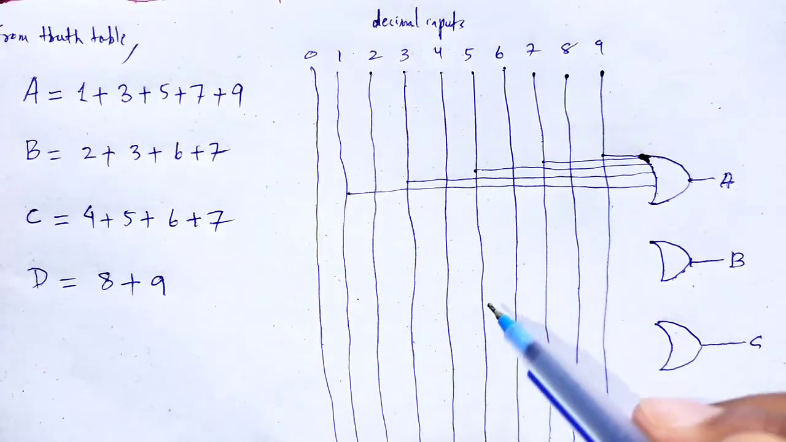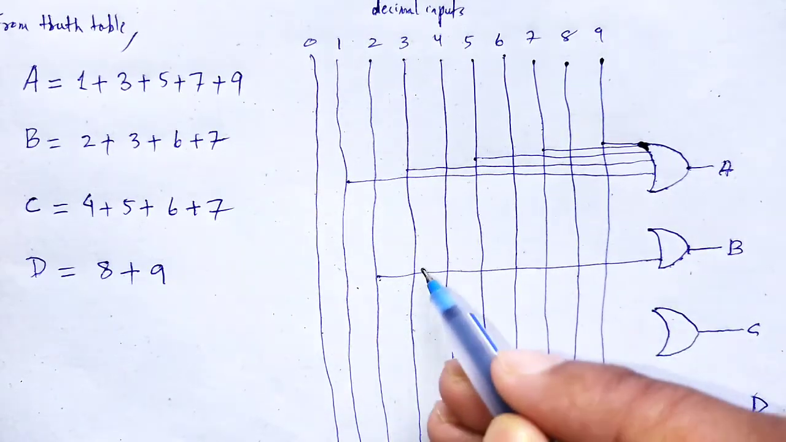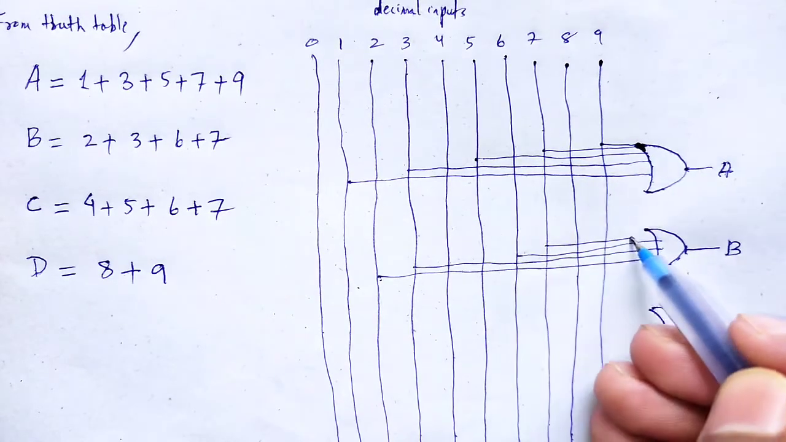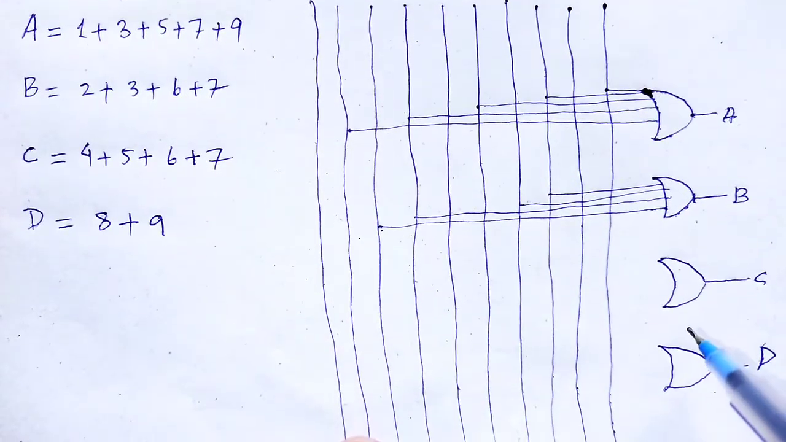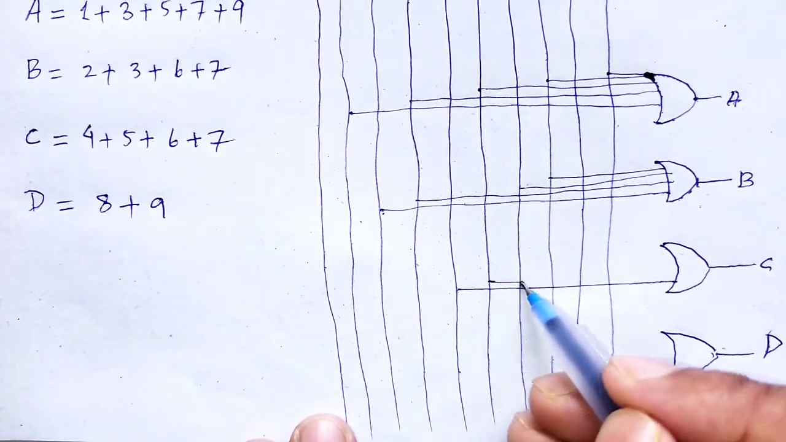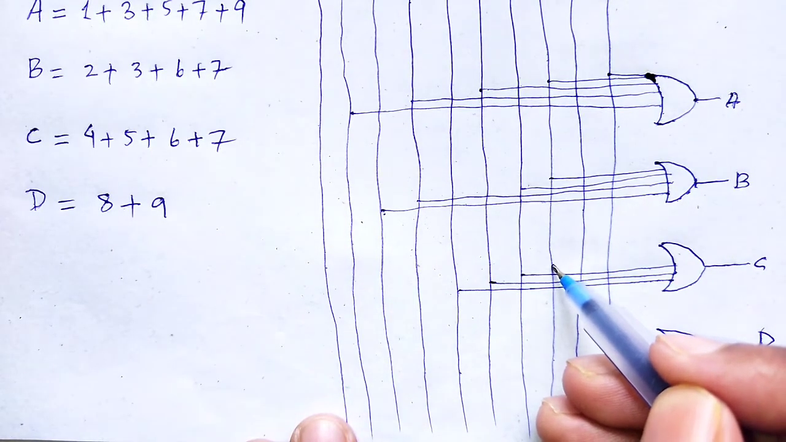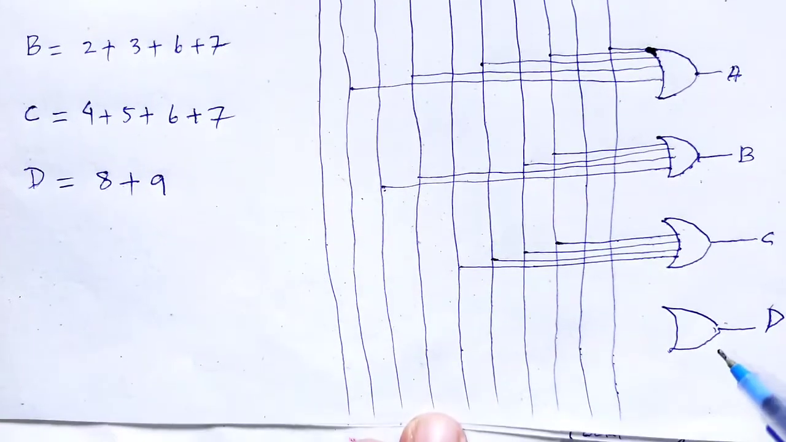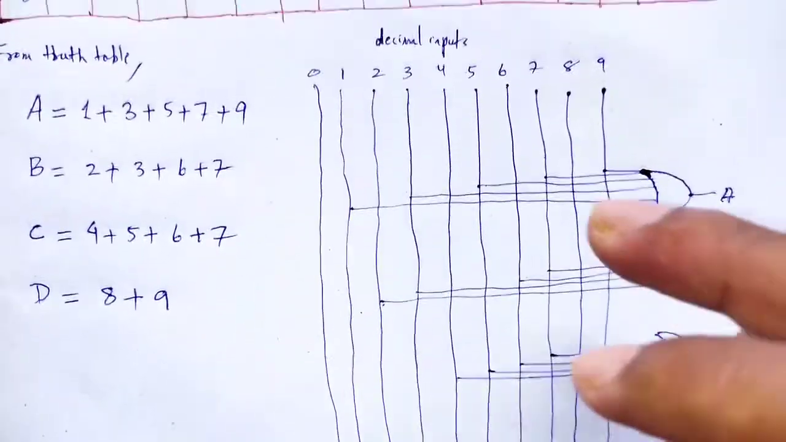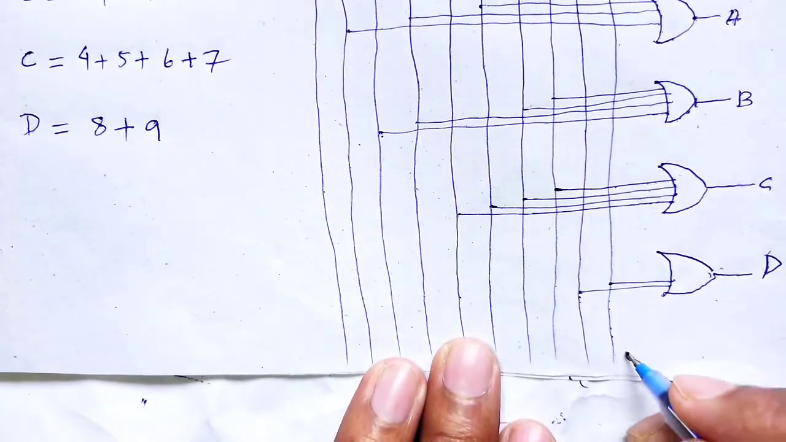Next for B, 2, 3, 6, 7. Next for C, 4, 5, 6, 7. For D, it is 8 and 9. That is the logic circuit construction of the decimal to BCD encoder.